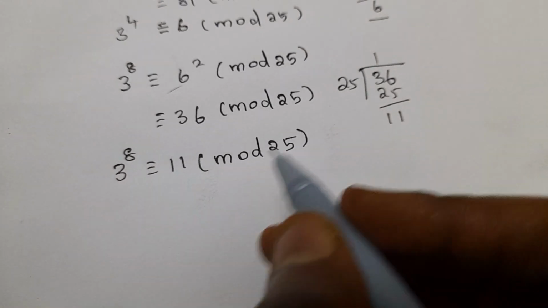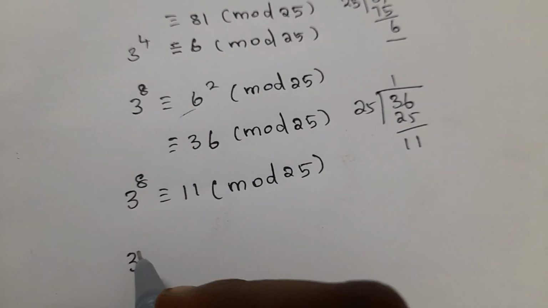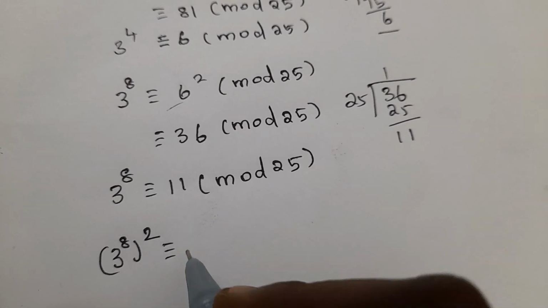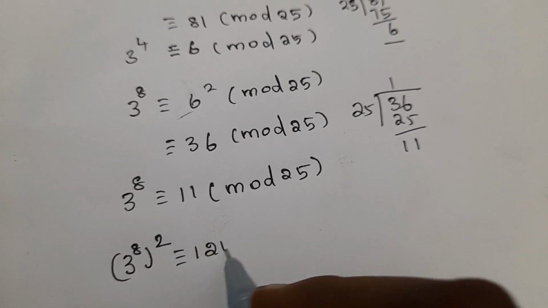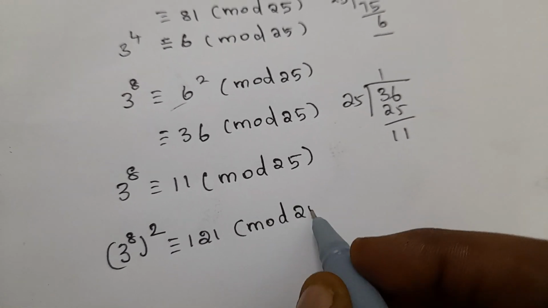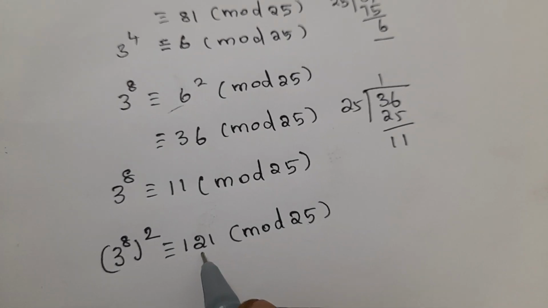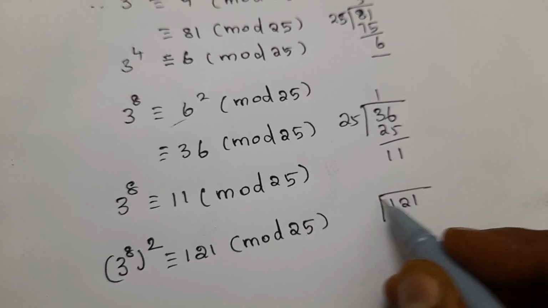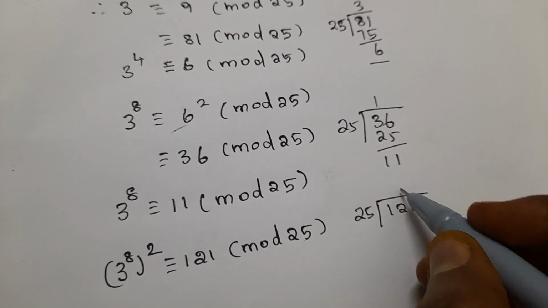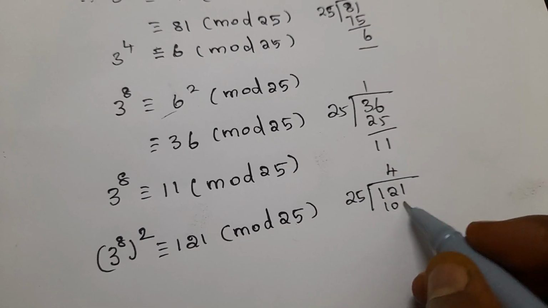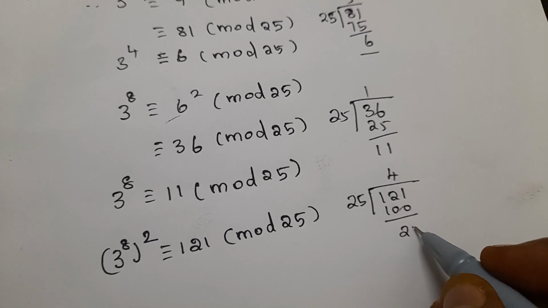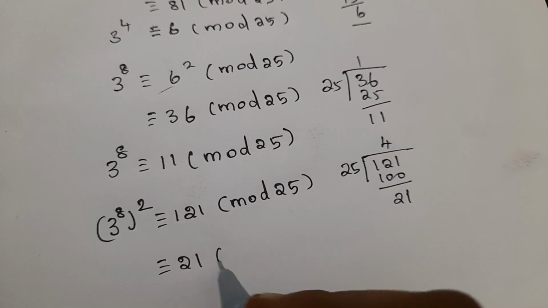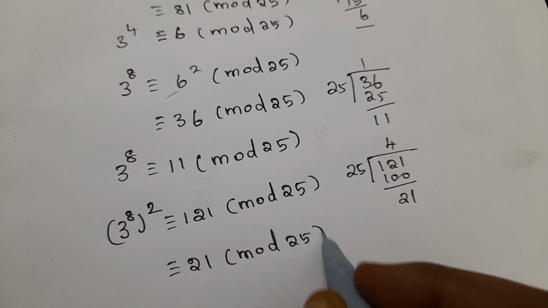Again, taking square on both sides, 3 power 8 to the power 2 is congruent to 11 squared. 11 squared value is 121, mod 25. Again, we have to check how many 25s are in 121, so dividing 121 by 25, we get 4 25s are 100. The remaining value is 21. So this is congruent to 21 mod 25.